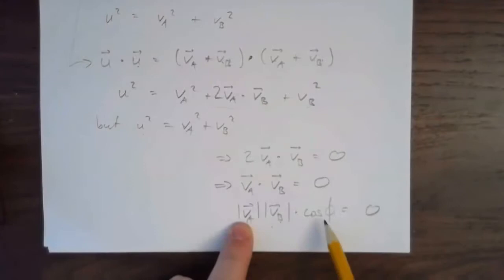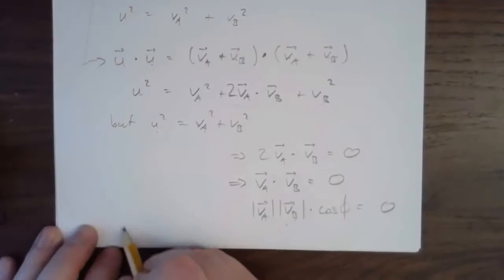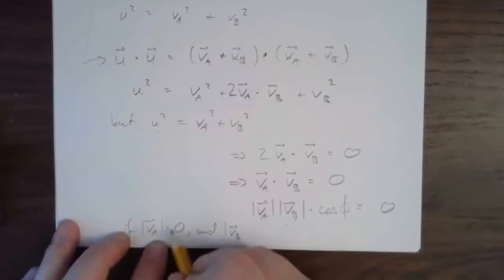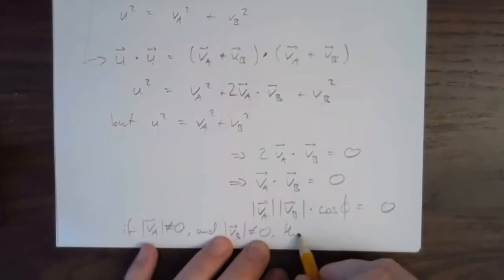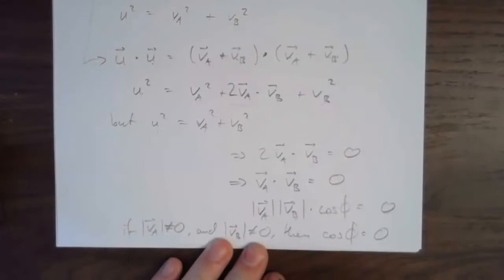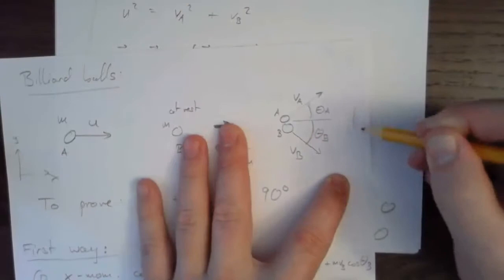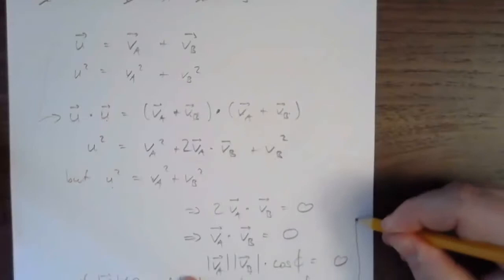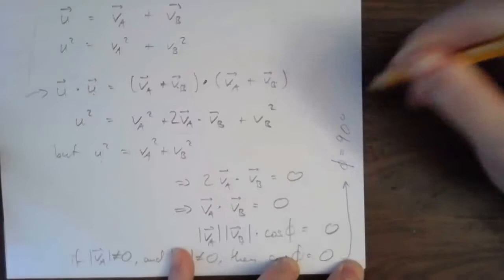That means the cosine of the angle is 0. So if v_A isn't 0, so the speed of ball A isn't 0, and the speed of ball B isn't 0, then the cosine of the angle between them is 0. The angle between A and B is the thing I might call phi, theta_A plus theta_B. Well, if the cosine of an angle is 0, it implies the angle itself is going to be 90. I'm going to write it up here. Phi is equal to 90 degrees.